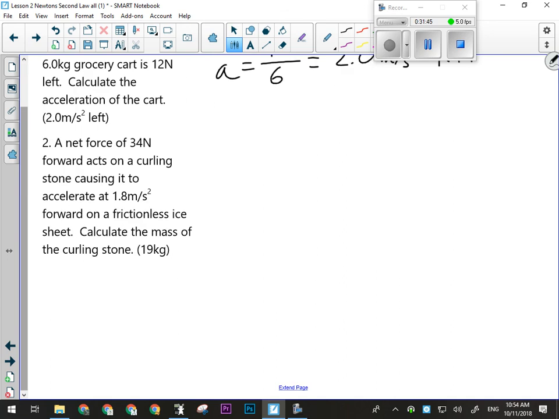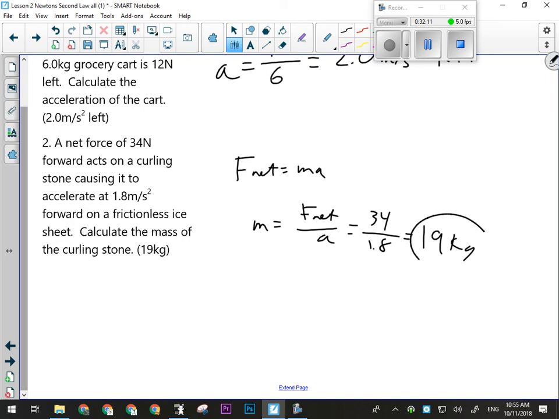All right, and then the second one, a net force of 34 newtons forward acts on a curling stone, causing it to accelerate at 1.8 meters per second squared forward on a frictionless ice sheet. Calculate the mass of the curling stone. All right, so F net equals m times a, so m equals F net over a. So we take our 34 and we divide it by 1.8, and we should get 19 kilograms as our answer for the mass. And that would have no direction because mass is a scalar quantity.